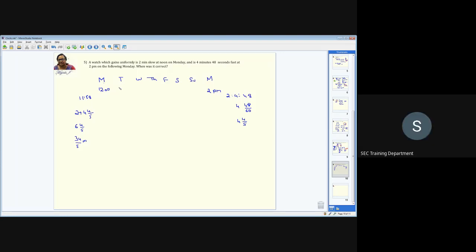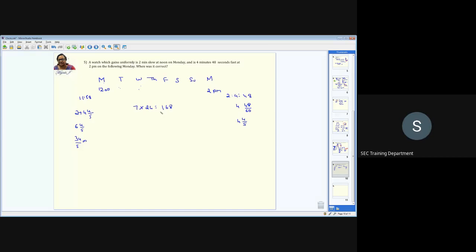So from here to here, 12 o'clock, you can see 24 hours. Similarly, here is going to be another 24. So how many such 24s are there? From Tuesday it is 1, 2, 3, 4, 5, 6, 7. So it's going to be 7 into 24. The total duration is 7 into 24 hours. Is that clear? I'm considering the time from Monday noon to the next following Monday noon, which is going to be 24 into 7. So what is 24 into 7?